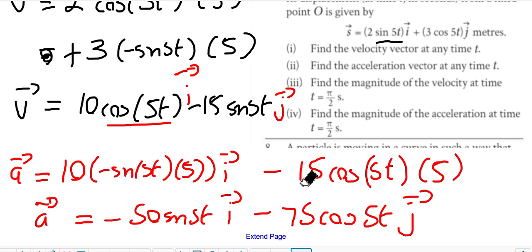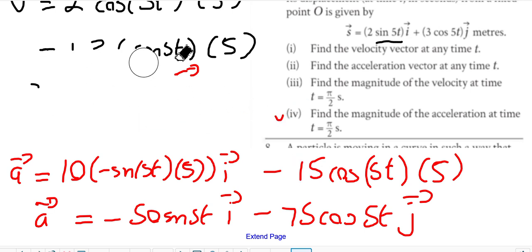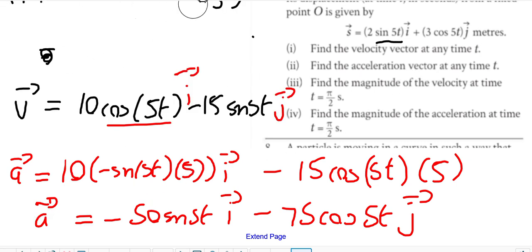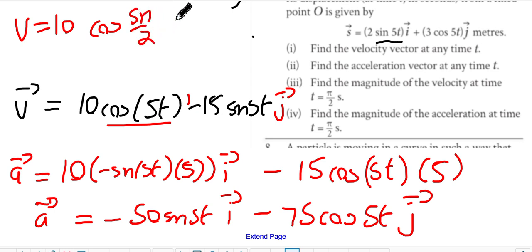Now here comes the fun part. So it's going to be relatively easy. Oh, sorry, I actually rubbed out the velocity, didn't I? Now, find the magnitude of the velocity at t equals pi over 2. Well, here's what I'm going to do. It's going to be 10 cos 5 pi over 2 i, minus 15 sine 5 pi over 2 j.